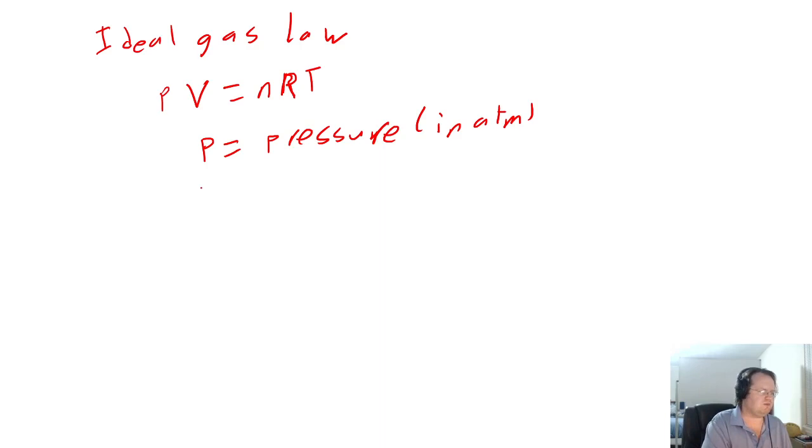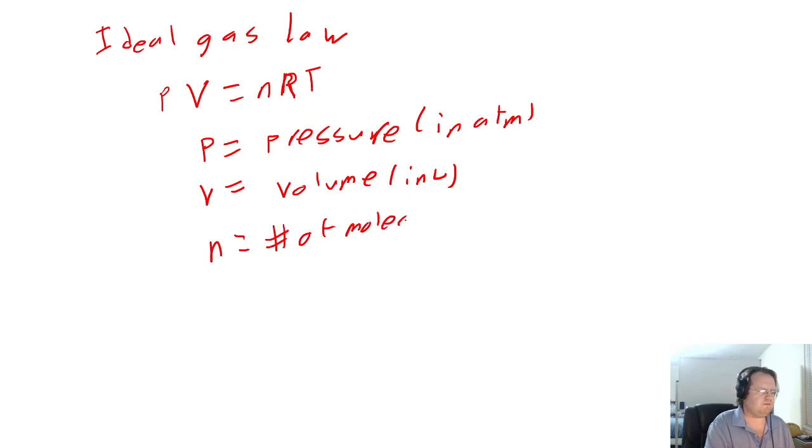We are going to use it with a pressure in atmospheres, a volume in liters. We're going to have n be our number of molecules, and it's going to be in moles. So it's the number of gas molecules. And then finally, T is going to be our temperature in Kelvin.